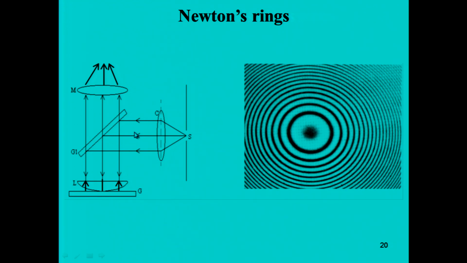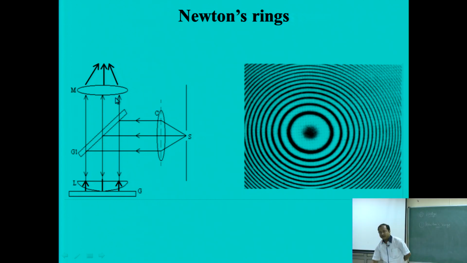This is a setup where you have a source, and then some lens optics. Then you have a glass plate, and on top of it a lens which has a very large radius of curvature. When the rays come down, one ray gets reflected from the bottom of that large convex glass, and another ray gets reflected from the surface of the glass plate below. Then you have two rays coming towards you, and you can use some optics again to see fringe patterns.